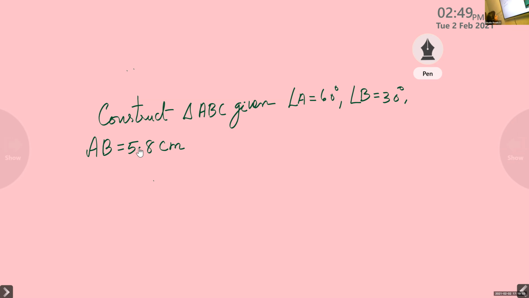60 degree you construct; 30 degree you can measure and draw using protractor. Ma'am, when we construct 60 degree, from there can we construct 30 also? Yes, but it is on the other side. Both sides you have to draw.